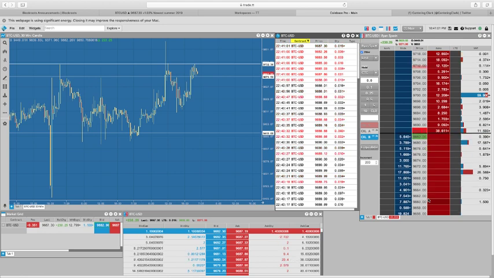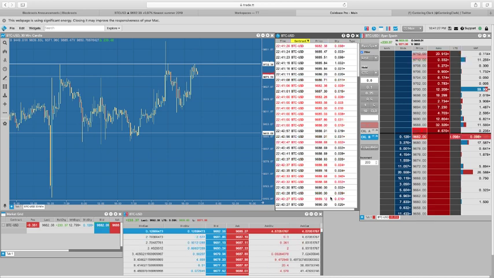What we want to see is that presence on the actual tape, to show us a buyer at support maintaining that level, or a seller at resistance trying to protect that level. The use of these two tools together can give you insight into whether an area is going to provide a significant amount of support or a significant amount of resistance.